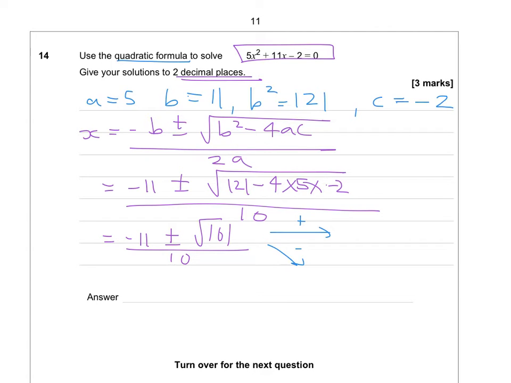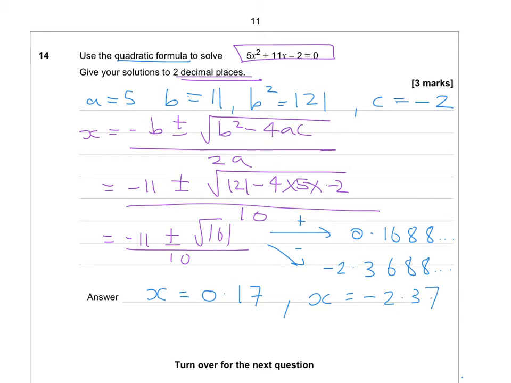The two answers come out to be 0.1688... and minus 2.3688..., which if we round these to two decimal places we have answers of 0.17 and minus 2.37.